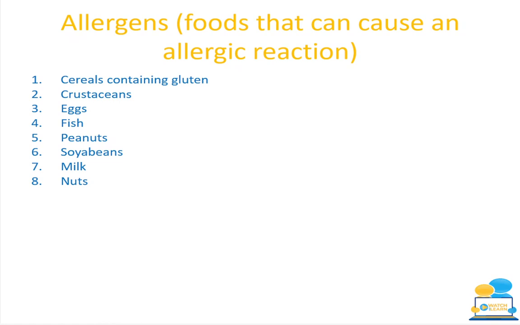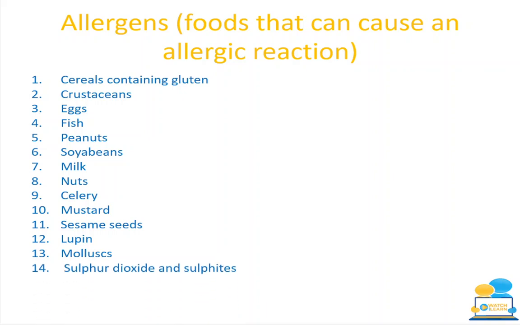Nuts, so there's all different types of nuts. They may be allergic to peanuts and not other types of nuts. Pine nuts would be a very popular food allergen. Celery, mustard seeds, sesame seeds, and lupin. And then again we have our mollusks and our sulfur dioxide and sulfites. So these are used to preserve food or make it last longer. So again, this relating then to your food preservation chapter.